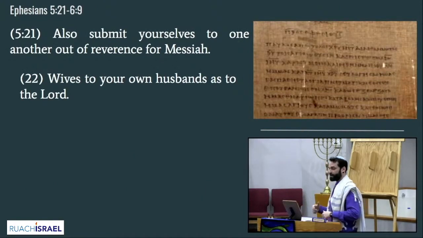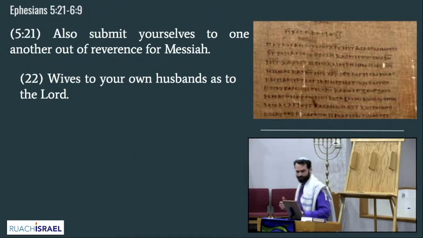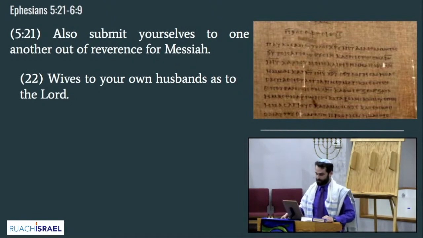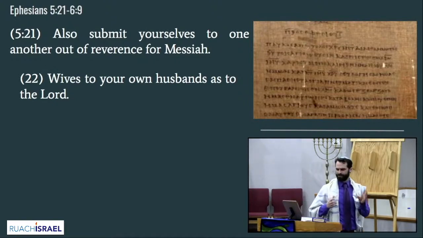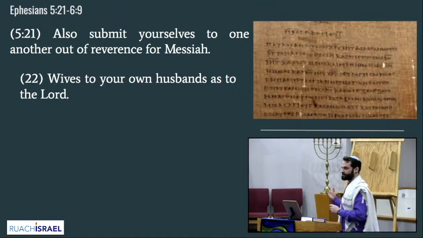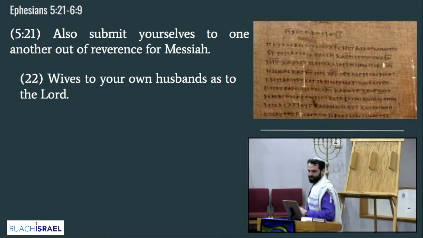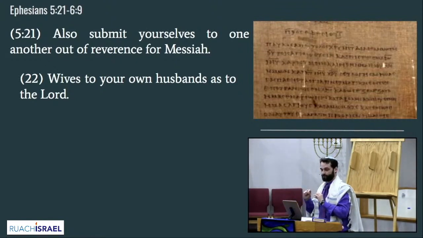So verse 21 again: also submit yourselves to one another out of reverence for Messiah. Wives, to your own husbands as to the Lord. We'll pause there for a moment. First, some translations, like the King James, the English Standard Version, and the New American Standard, place a subject heading called marriage between verse 21 and 22.